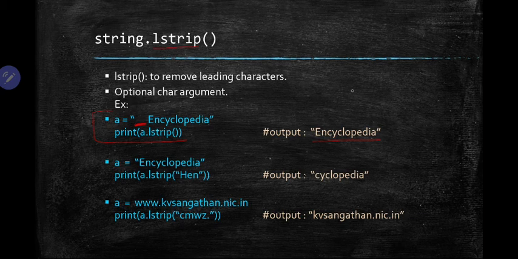L means left side. So let us say this is my string, this is side L and this is side R. So lstrip means it will strip from left side of the string. It will start from the left side.